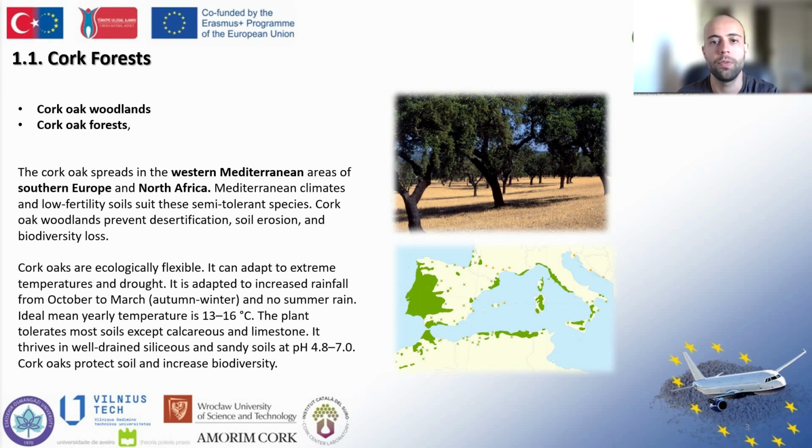There are two types of cork oak agroforestry systems, cork oak woodlands and cork oak forests. The woodlands are less dense than the forests and are one of the most characteristic components of the ancient Mediterranean landscape. The cork oak is found in southern Europe and North Africa, in areas with Mediterranean climates and poor soil. It can adapt to extreme temperatures and drought. However, the ideal yearly temperature is around 13 to 16 degrees Celsius.